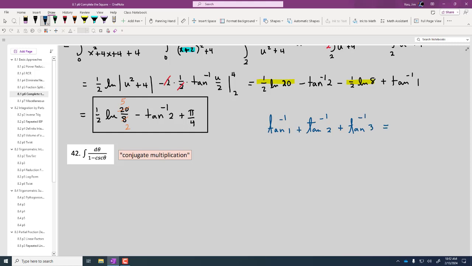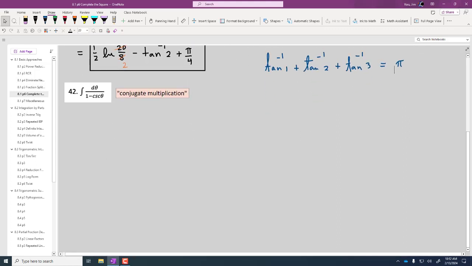That is equal to pi. Arctan 1 plus arctan 2 plus arctan 3 is pi. And I claim that I can prove this to you by drawing.